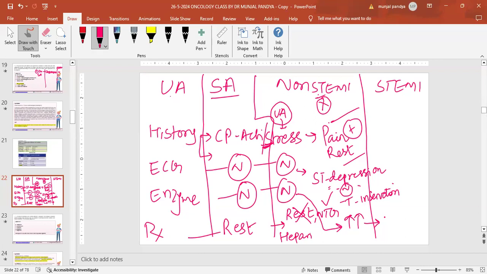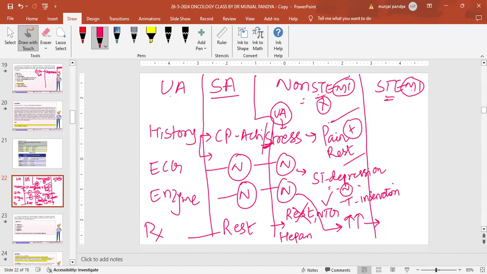What is the most sensitive and specific troponin? If I tell you to do only one blood test to confirm whether it is an MI or not, it is also troponin. This is MI, this is also MI. This is ST elevation, this is non-ST elevation, but both are MI.